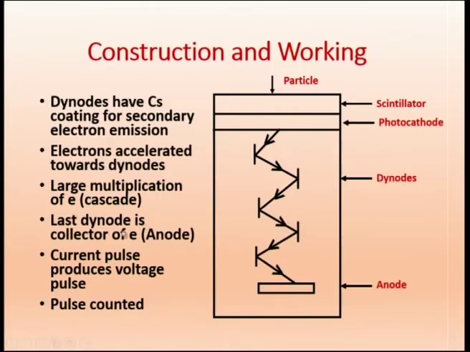Large multiplication of electrons, that is called a cascade of electrons, we get. The last diode is the collector of electrons. This is also a diode. The last one will be collecting all the electrons which have been multiplied and arriving at this point. So that is called the anode.